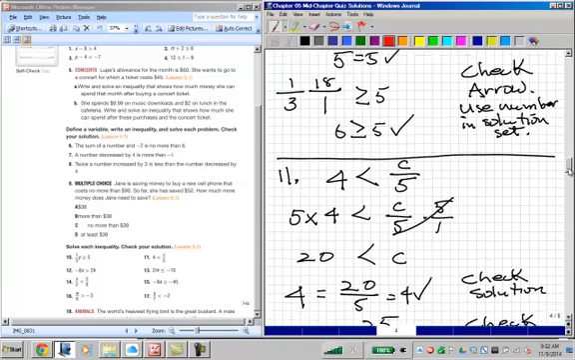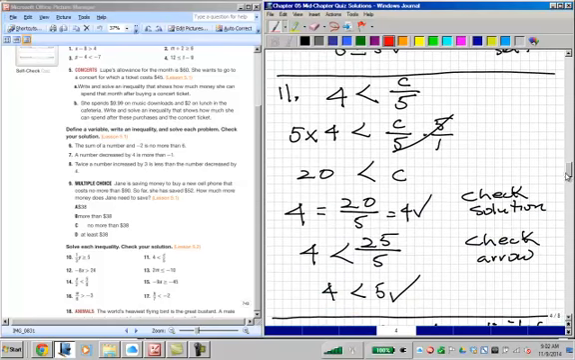Number 11, we're going to just do the same thing over and over again for these 8 problems. Okay, 4 is less than c over 5. I multiply both sides by 5, and I get c is greater than 20. So I'm going to plug 20 into the original sentence, but substitute an equal sign for the inequality symbol. So I get 4 equals 20 over 5, which is 4, so that checks. So I got the right solution number.